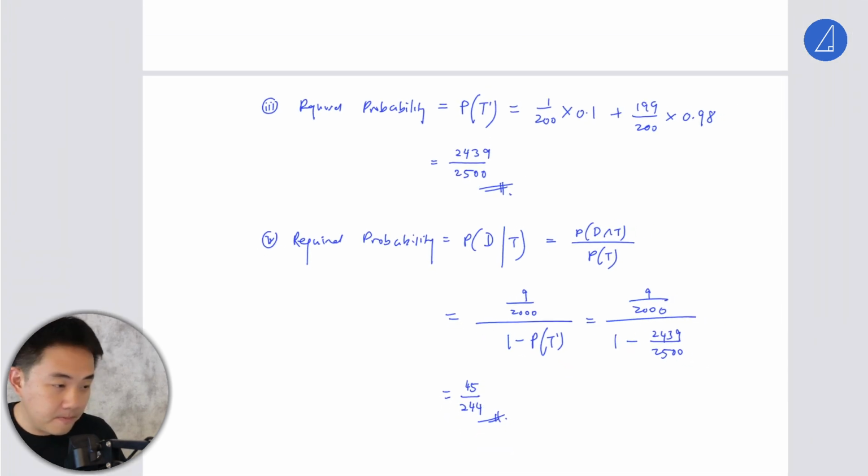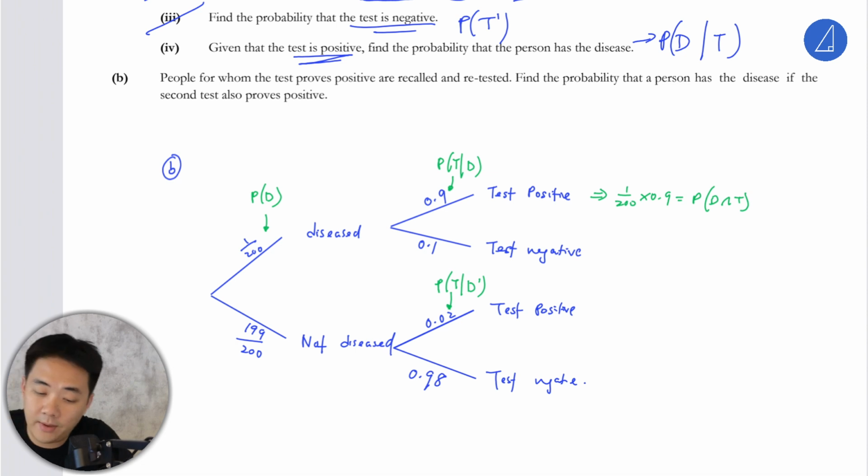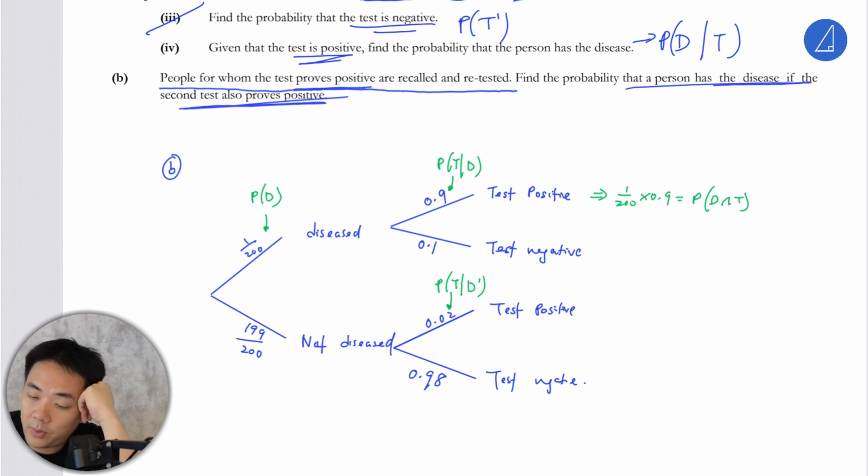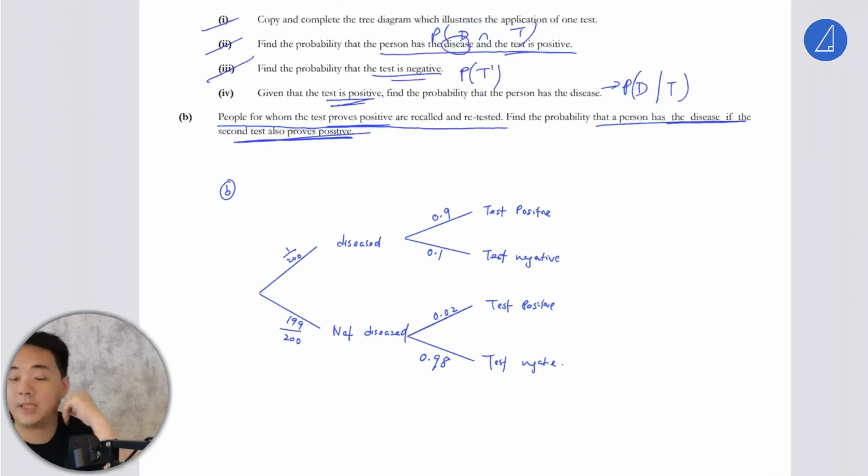Okay, there you go. So look at the last one. People whose test is positive, it doesn't matter whether it's a false positive or the actual positive, are recalled and retested. Find the probability that a person has the disease if the second test is also positive. So this is a conditional probability, right? This is what I'll do. I'll explain the tree diagram.